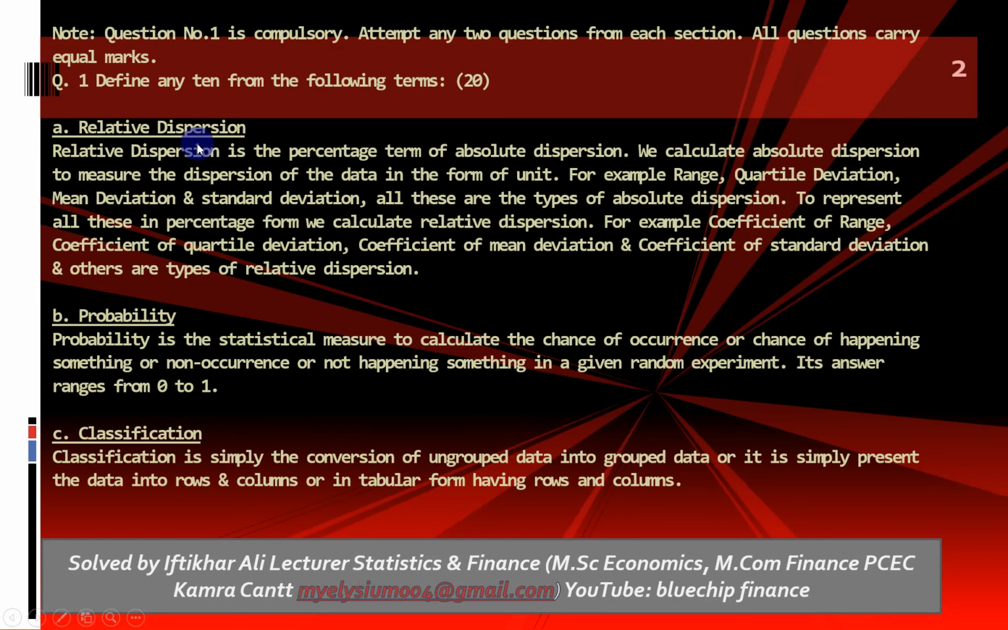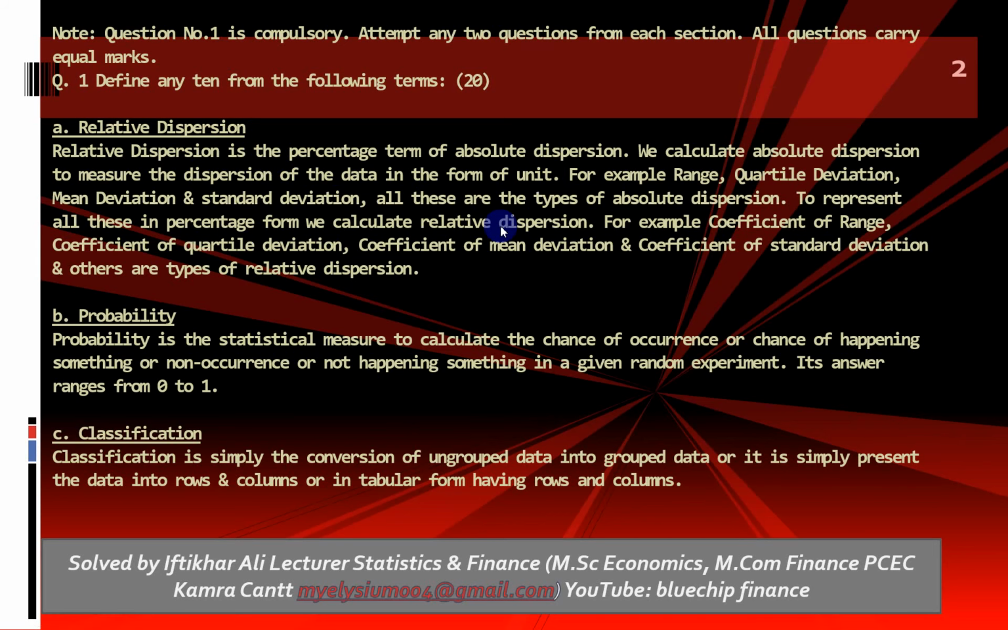Relative dispersion. Relative dispersion is the percentage term of absolute dispersion. We calculate absolute dispersion to measure the dispersion of the data in the form of units, for example, range, quartile deviation, mean deviation, standard deviation. These are all types of absolute dispersion. To represent all these in percentage form, we calculate the relative dispersion.